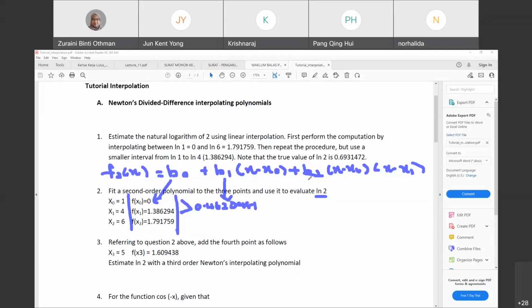Okay, now you have to find B2. In order to get B2, you have also to find this gradient. Okay, sekarang untuk dapatkan gradient tu, cari yang ni. Gradient ni ialah 1.791759 tolak yang ni, bahagi dia dengan 6 tolak 4. Okey, dua nilai ni kena tolakkan. Letakkan di sini. Lepas tu bahagi dengan 2. So value dia kat situ saya bagi value. Nanti cuba buat negatif.